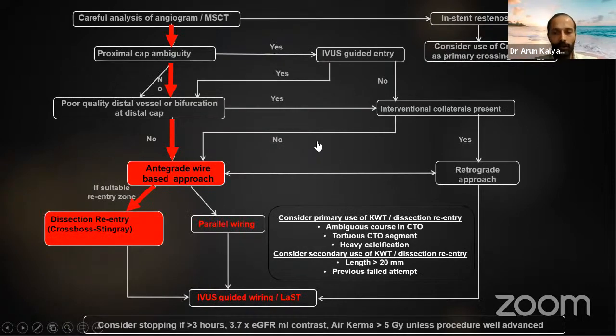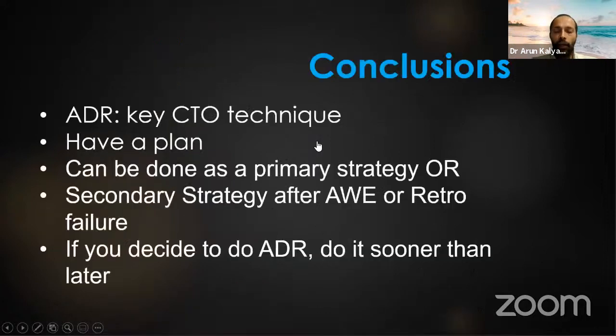And again, this is just APCTO, which shows that it is an important component. ADR is an important component of even the Asia Pacific algorithms. So in conclusion, ADR is an important technique. Have a plan. And sometimes things don't go according to plan and you've got to change it. ADR can be done as a primary strategy or a secondary strategy after wire escalation has failed or retrograde has failed. And the sooner you switch, the better it is.